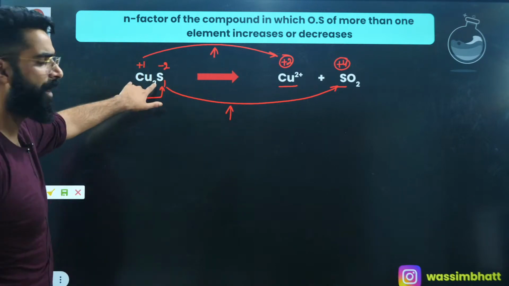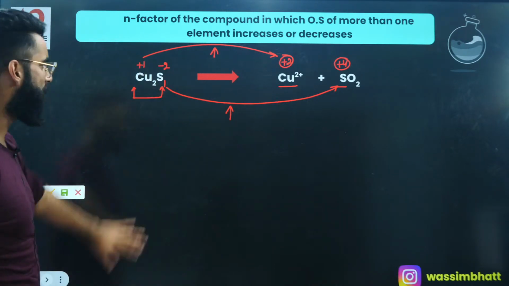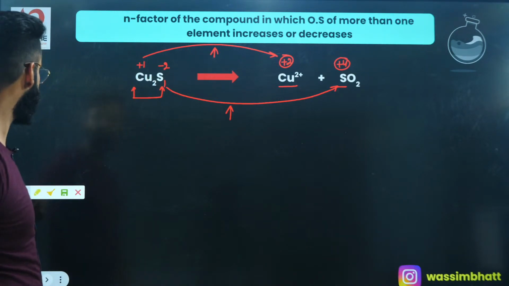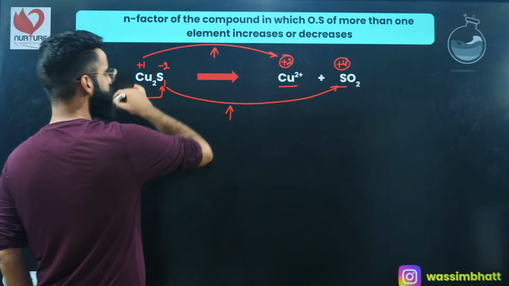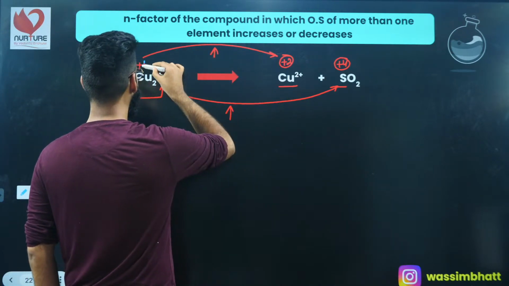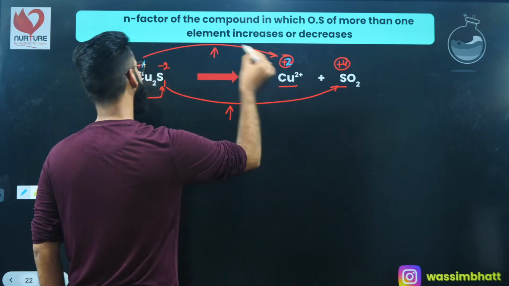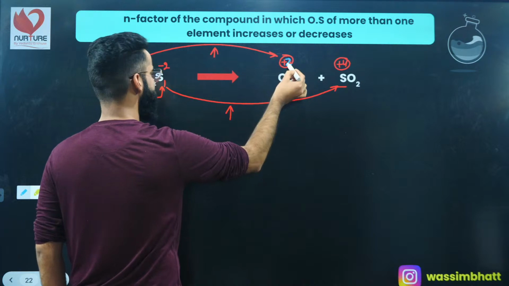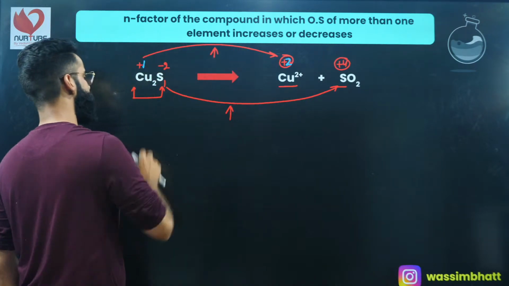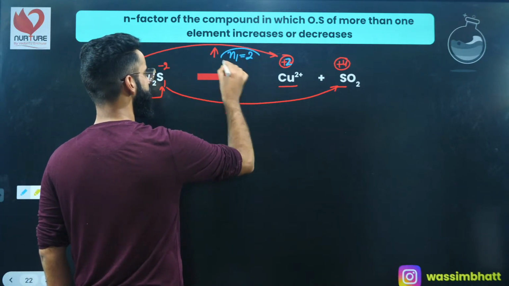So this is the compound in which the oxidation state of 2 elements simultaneously increases. How do I calculate its N factor? Same, N1 plus N2, as simple as that, right? Have a look. Calculate the change in the oxidation state of copper, +1 to +2. Final minus initial, the value comes out to be 1. 1 is the change in the oxidation state for 1 atom of copper, but I have 2 atoms. So N1 value comes out to be 2, right?